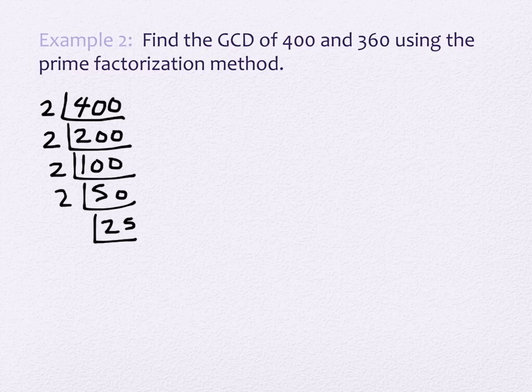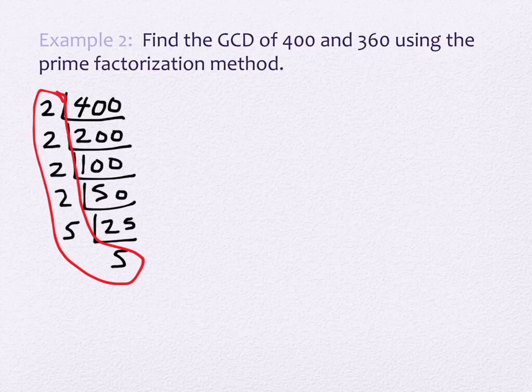Clearly can't divide by 3, but I can divide by the 5s. So I get 5 and 5. I've got all prime factors when I'm done. And my prime factorization factors are over here. I did this last time. And we are going to write down the prime factorization. So this is 2 to what power? How many 2's are there? 4. And how many 5's are there? 2.